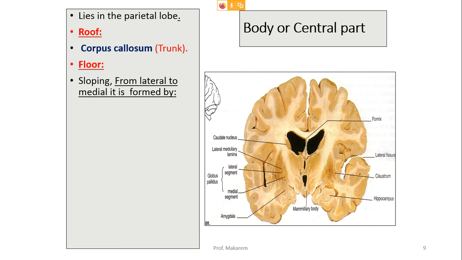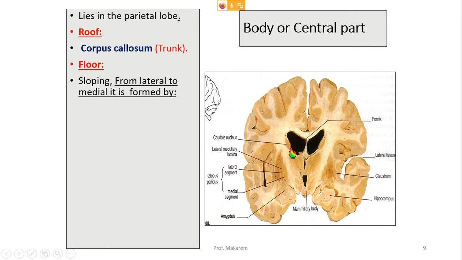Then coming to the parts: roof, floor, and the medial wall. The roof is formed by the undersurface of the body of the corpus callosum, which we can identify over here, whereas the floor slopes downwards and medially. I will try to show you here. This is the roof and this is the floor, and here you can see the medial wall. The floor slopes downwards and medially.